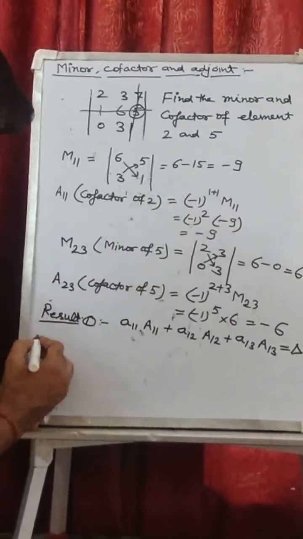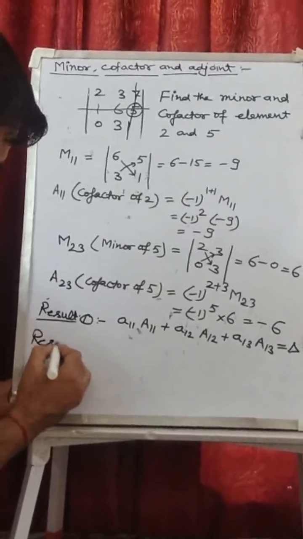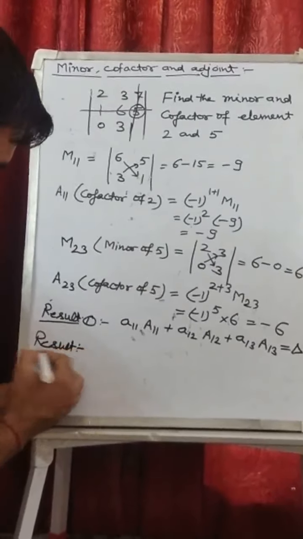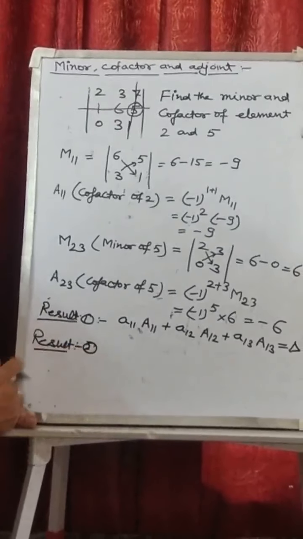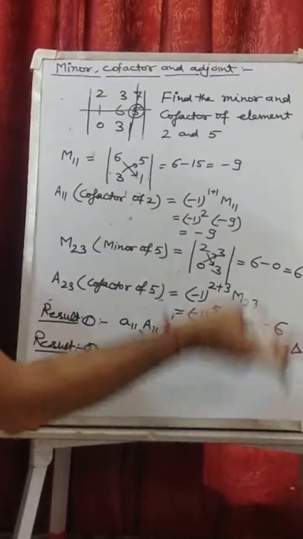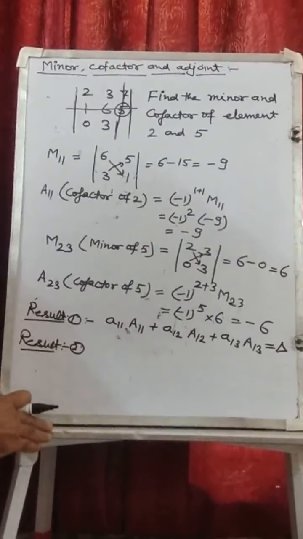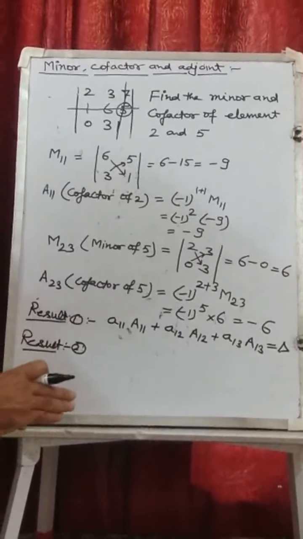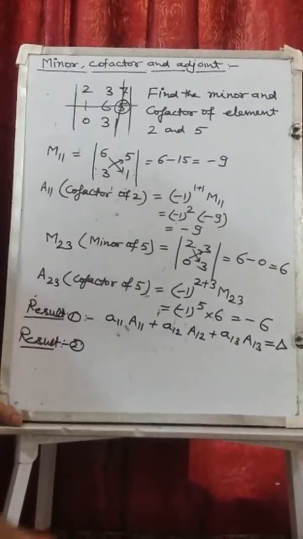The second result says that if we multiply the cofactors of different elements with the elements of some other row or column, then it will give us 0.